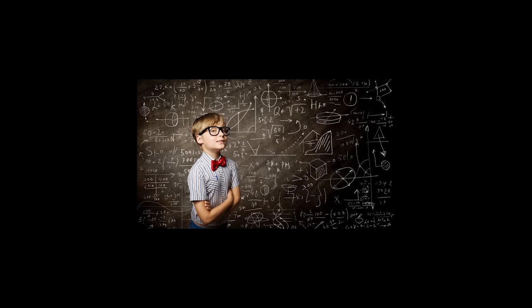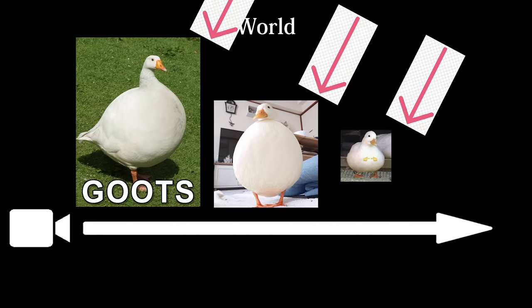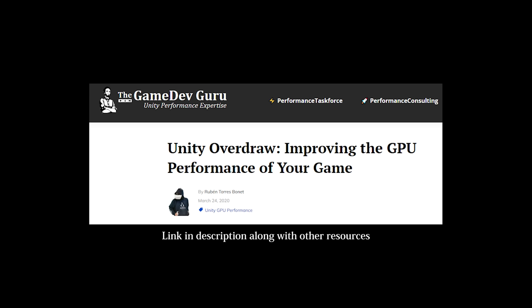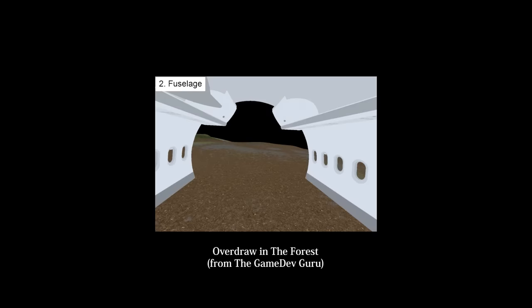Unity is smart, most of the time, and knows this is bad and tries its best to draw objects front to back to reduce overdraw as much as possible. Sometimes it breaks and ruins your day, as demonstrated by the game dev guru in his performance analysis of The Forest, demonstrating the dangers of overdraw.